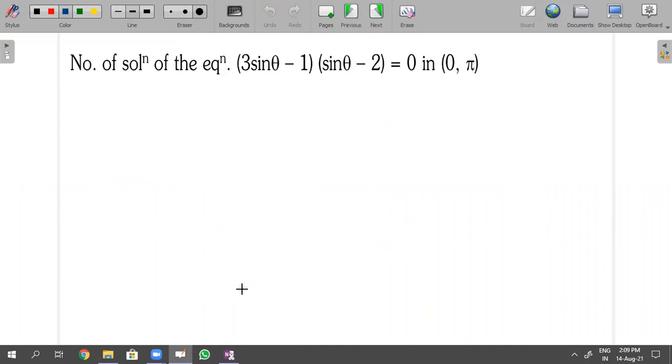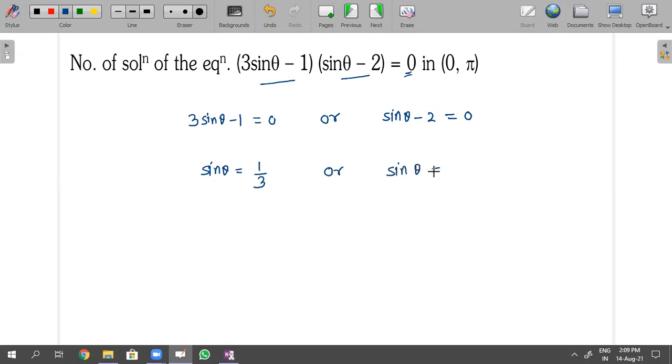In that one, we need to find the number of solutions of this equation. We have two factors in sine, and their product is equal to 0. So what may be the reason that we are getting a 0? Either 3 sine theta minus 1 should be equal to 0, or sine theta minus 2 will give you a 0. From the first relation, we get sine theta equals 1 by 3. From the second one, we get sine theta equals 2.